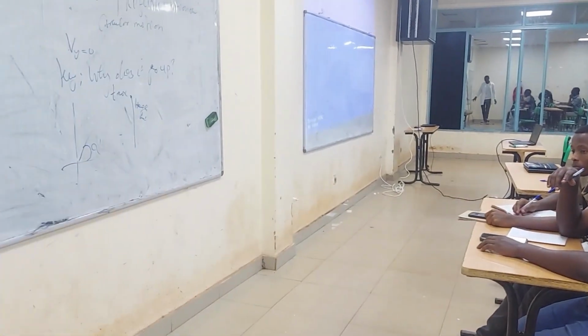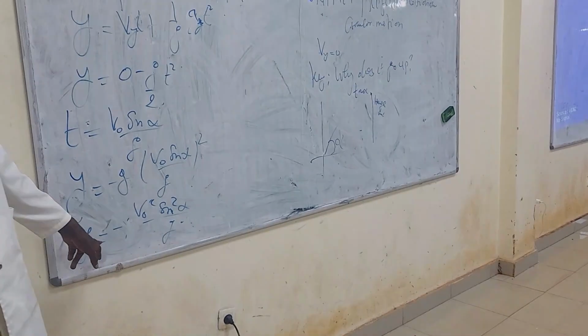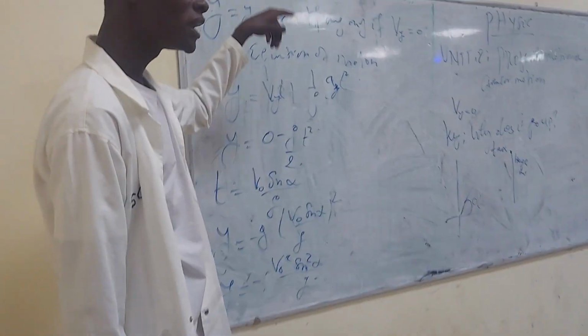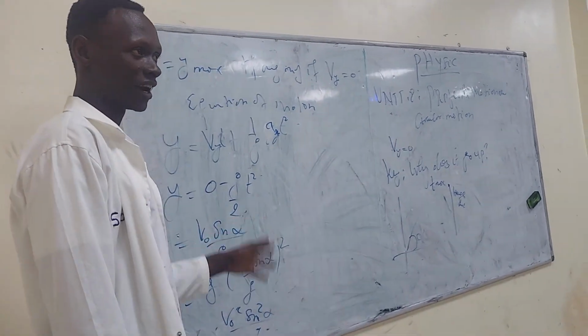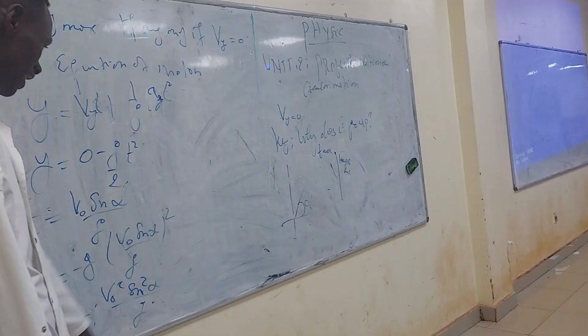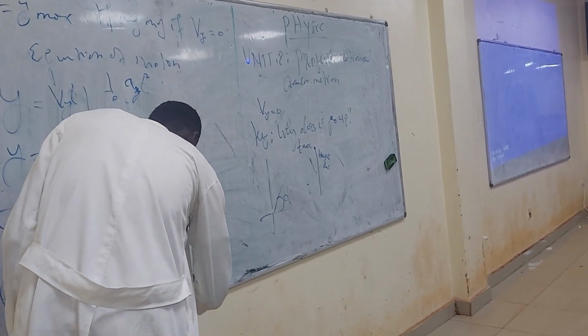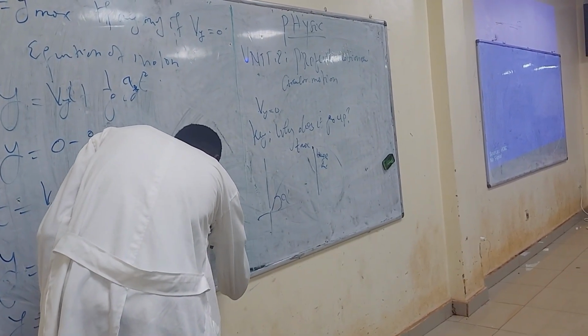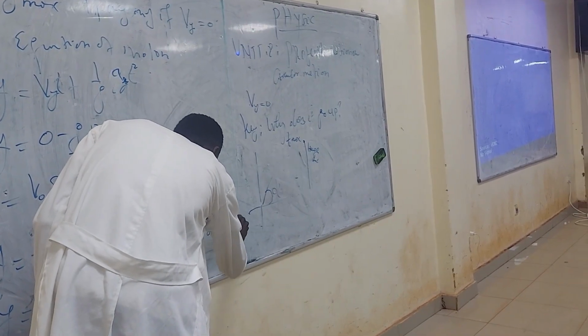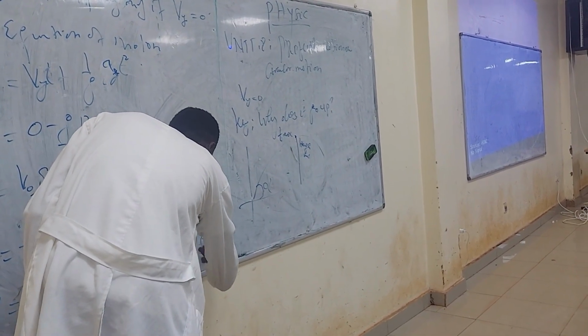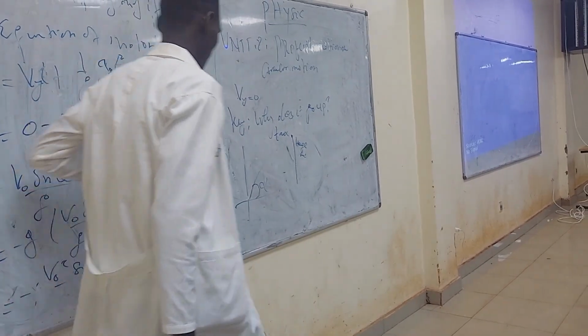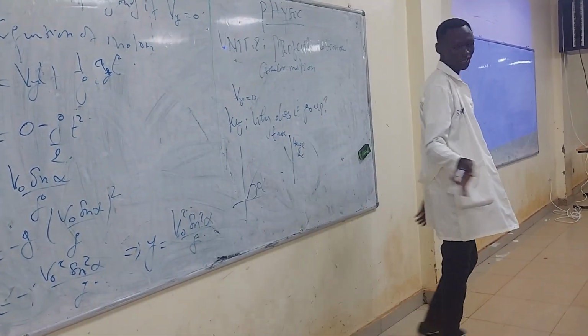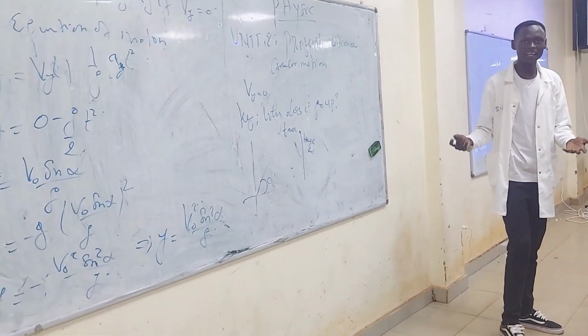Question? How do you explain the negative? Yes, I have assumed that this negative of our height max, we know that our height is always opposite to the gravity. That is why we take a negative. So y is equal to Vo sin squared alpha over g. So we have already demonstrated how to calculate height max.